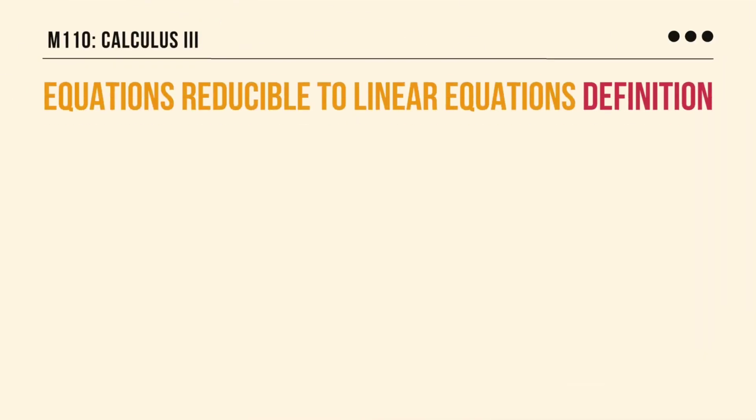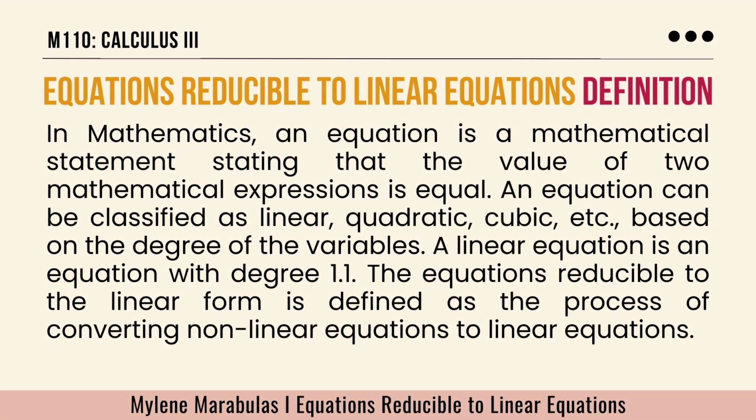So in mathematics, an equation is a mathematical statement stating that the value of two mathematical expressions is equal. An equation can be classified as linear, quadratic, cubic, and others, based on the degree of the variables. So a linear equation is an equation with degree 1. The equations reducible to the linear form is defined as the process of converting nonlinear equations to linear equations.